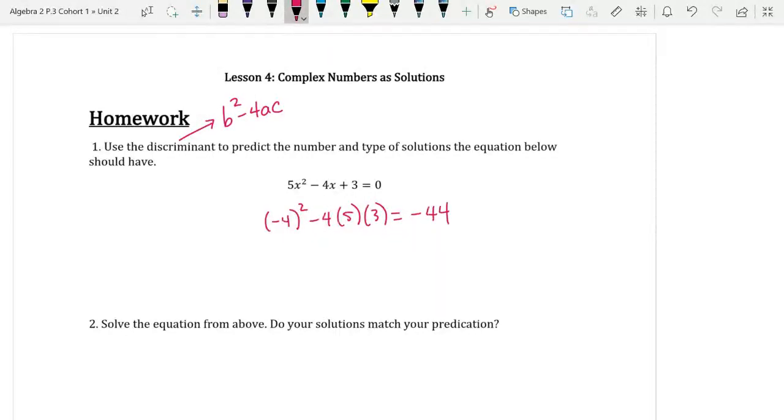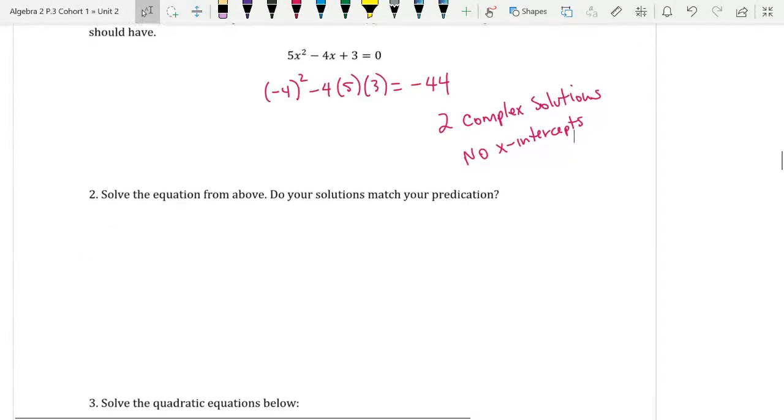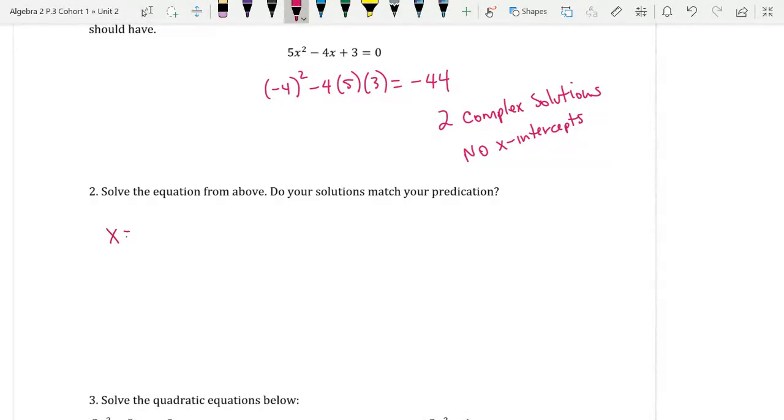Since the value of the discriminant is negative, that means I have 2 complex solutions. If I was to graph this, it would have no x-intercepts. Those are 2 things I know right from knowing that number. So number 2 asks us to actually solve this equation. Since I've already evaluated the discriminant by plugging into the quadratic formula, it should be a little bit easier. I already know this number.